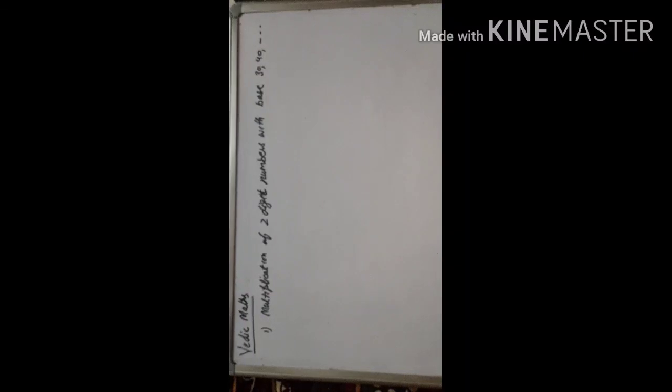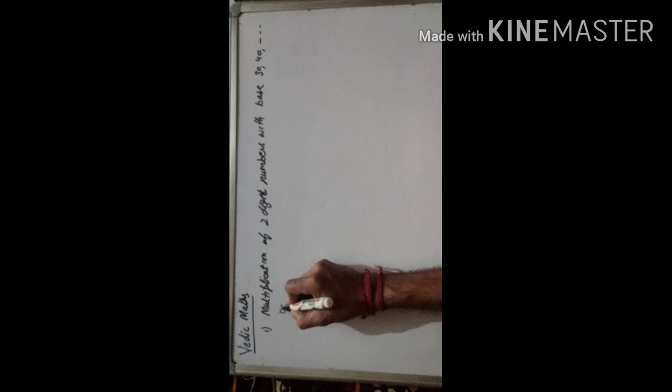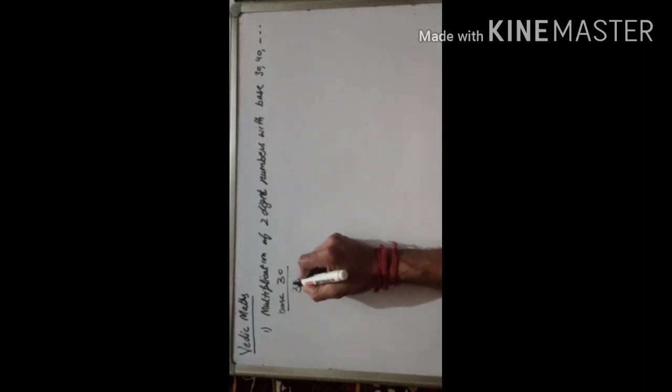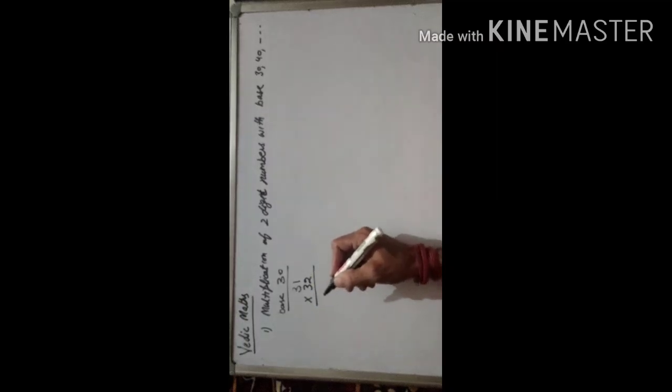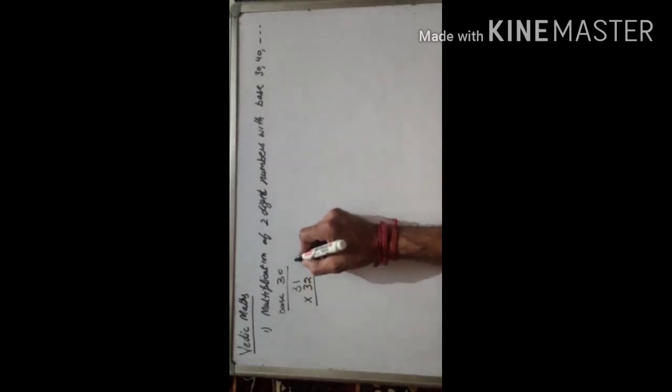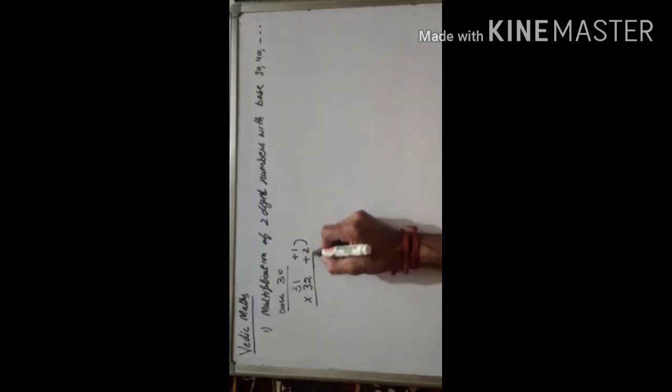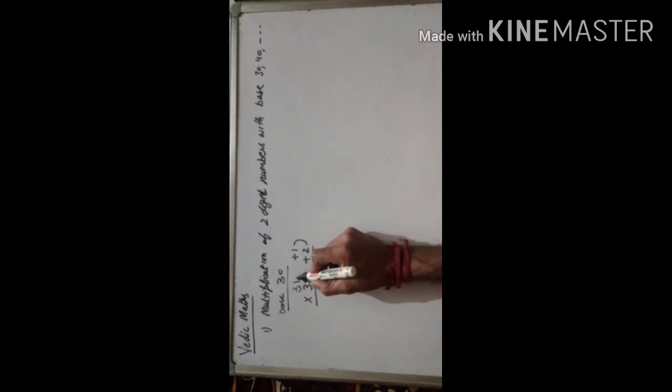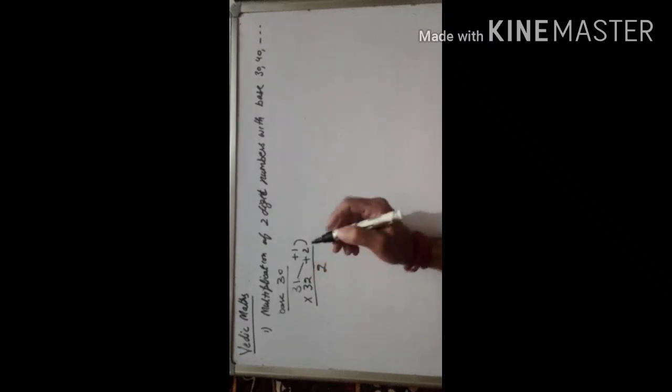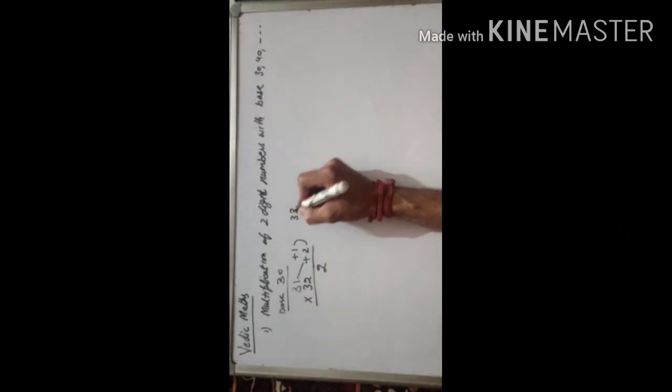Hello friends, today I'm going to introduce multiplication of two-digit numbers with base 30, 40 and so on. Now base 30, if you want to multiply 31 into 32, first, how much is 31 greater than 30? 1. This is 2. Now multiply these two, that is 2. Now add crosswise, that is 31 plus 2 is 33.